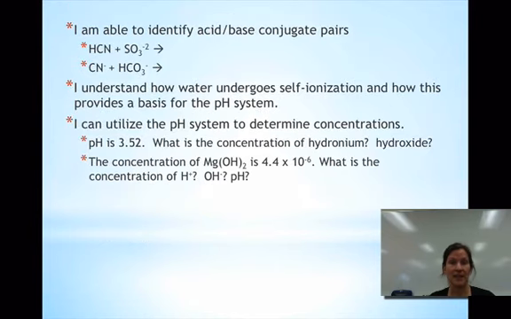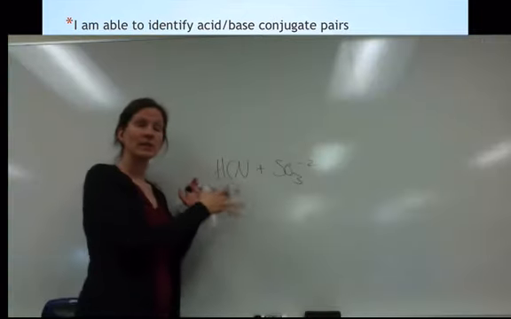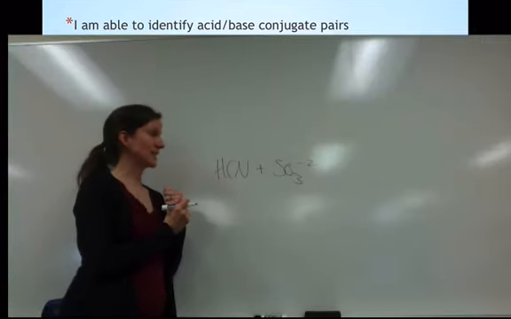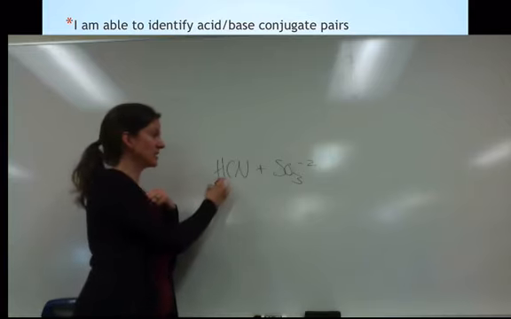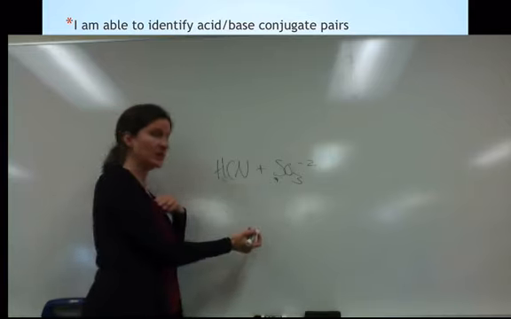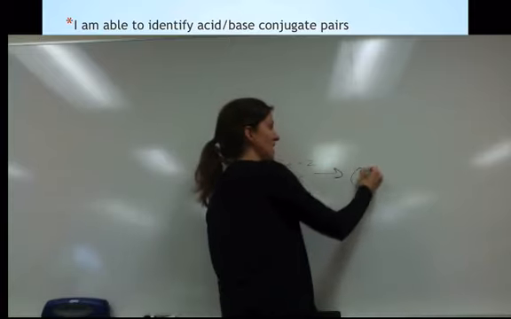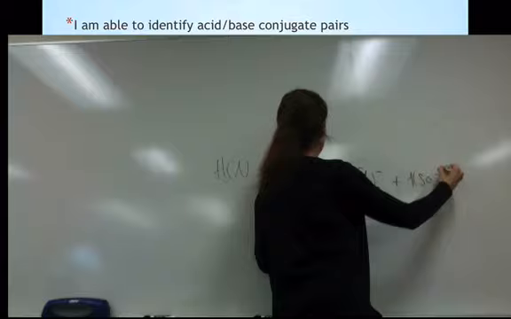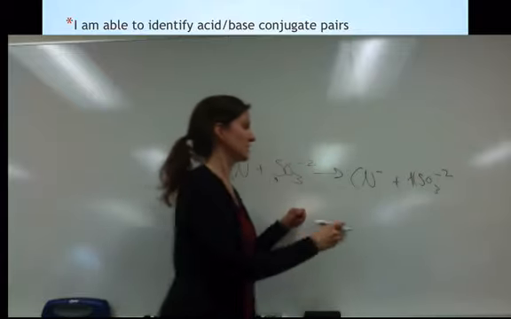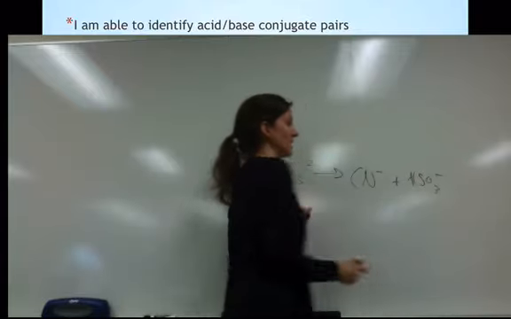I'm able to identify acid-base conjugate pairs. So this is a question of being able to write chemical equations like what's on the screen and also identify the pairs. So for this one, one of these things has to act like an acid, one has to act like a base. Since this is the only one with a hydrogen, it's going to transfer the hydrogen over to here. So we're going to have CN minus left over and HCO3 minus 2, minus 1 as our new result.